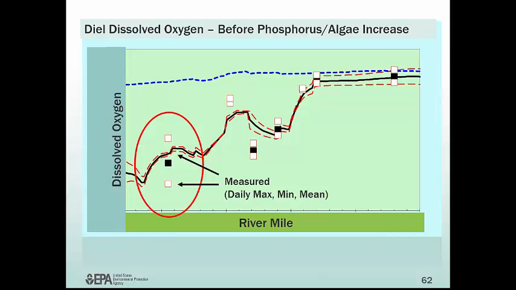So this is a before calibration plot, and I've circled an area where there's a problem in the calibration. Note that there's a big daily swing in the dissolved oxygen that's measured, the spread between those two white squares, but the model has almost no fluctuation of oxygen at that point. And why is that? Well, it turns out that the algae predictions of the model at this stage in the model development were also very low, but that was consistent with what had been measured in terms of periphyton, the algae that grows on rocks.